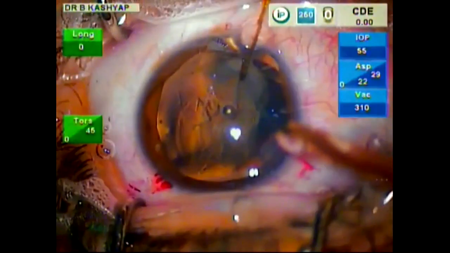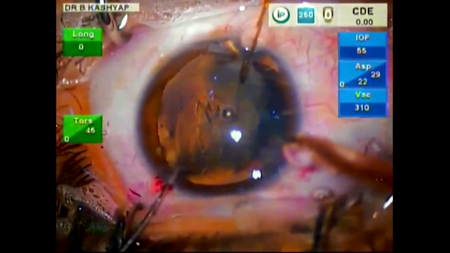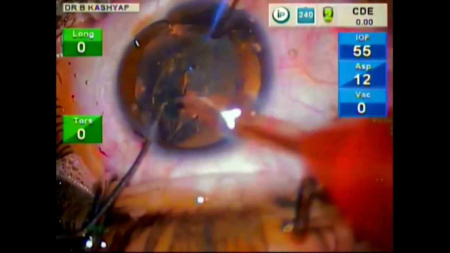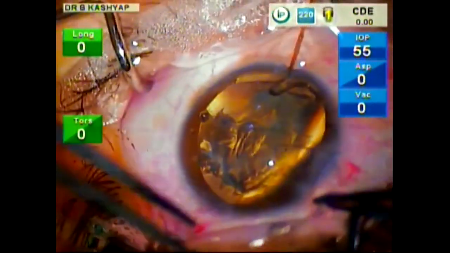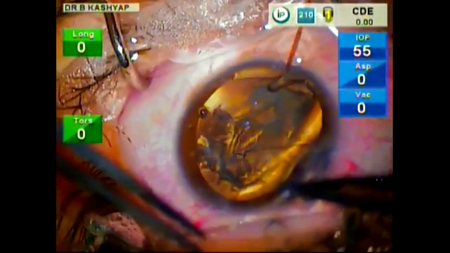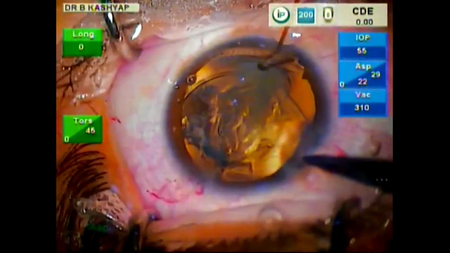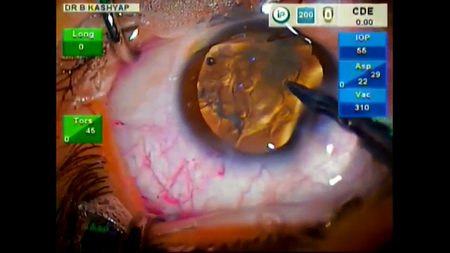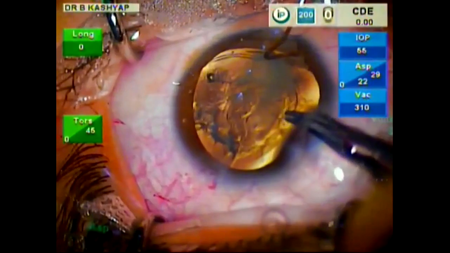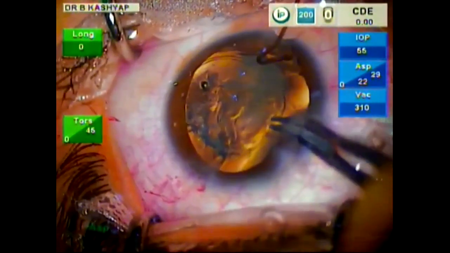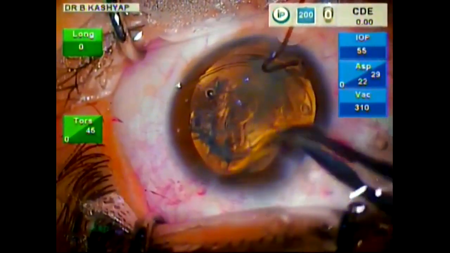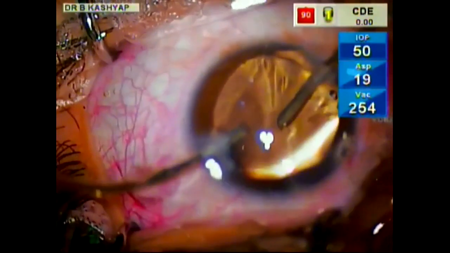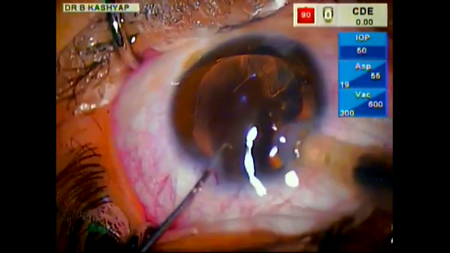Soft cataract with coloboma of iris. The capsule is stabilized by the hook, and the CTR is inserted before the whole cataract was removed. CTR inserted with the help of forceps only. And the surgery is completed with SFT pupilloplasty.